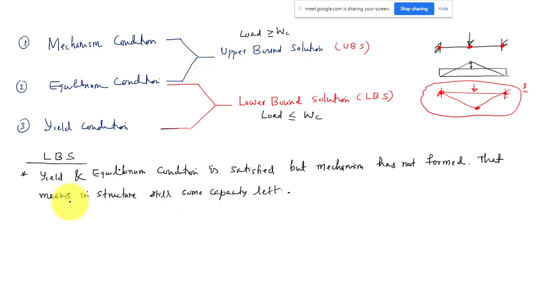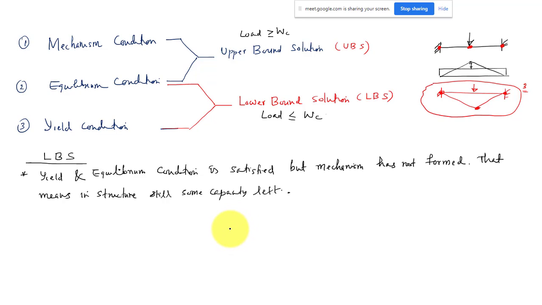Let me explain a little more. Lower bound solution means the equilibrium condition and yield condition have been satisfied, but the mechanism has not formed. For example, in this case I need three plastic hinges to form a mechanism. But here we are solving as per the lower bound theorem, so only these two conditions are satisfied. The mechanism is not yet formed. That means your structure can take some more load.